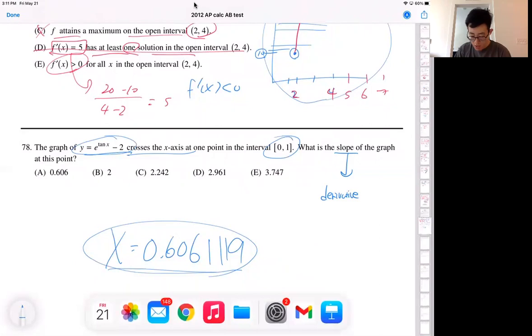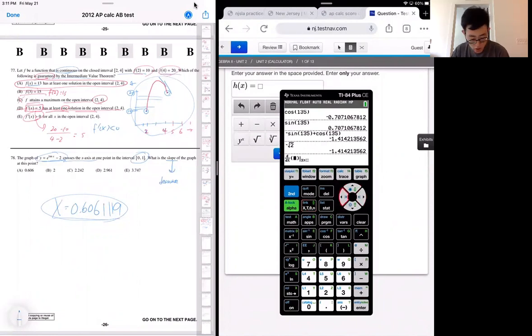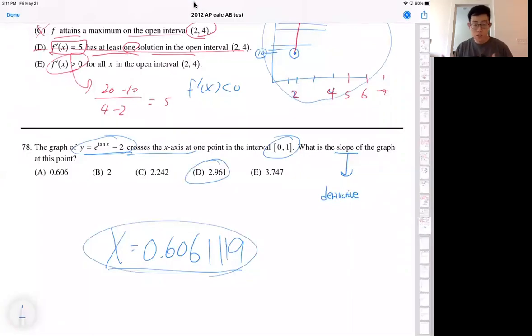So again, we're going to use our calculator. Actually, we're going to use the capabilities on this, where if you go to math, go to the derivative section, and we're going to derive this function in terms of x. So e to the power of tangent of x, and then you do minus 2, and x is 0.6061119, because that's the x value that we found out. We press enter, and there we go, 2.961. That was easy. This is why you want to be very fluent in using your calculators here. Okay, and I believe the answer for that one was D.